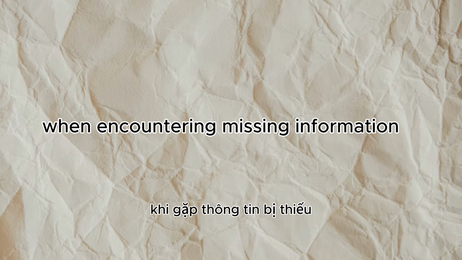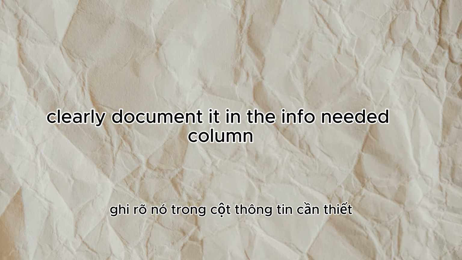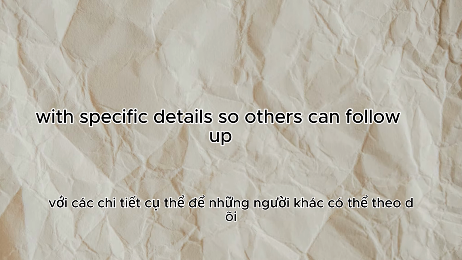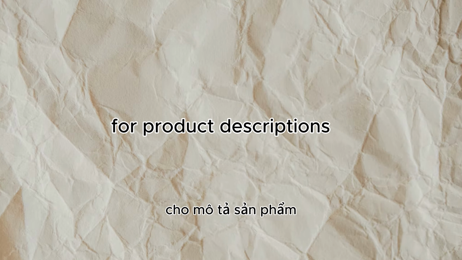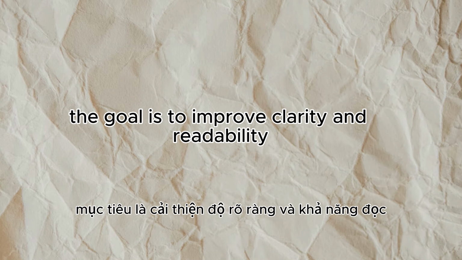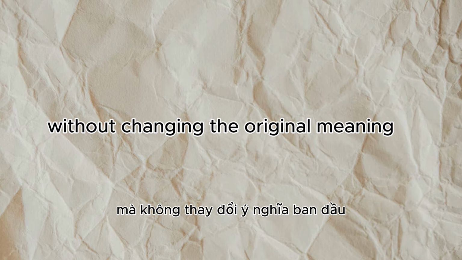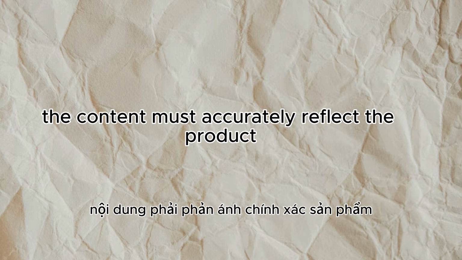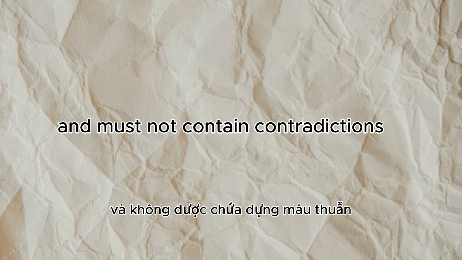When encountering missing information, clearly document it in the Info Needed column with specific details so others can follow up. For product descriptions, the goal is to improve clarity and readability without changing the original meaning. The content must accurately reflect the product shown in images and variants, and must not contain contradictions.